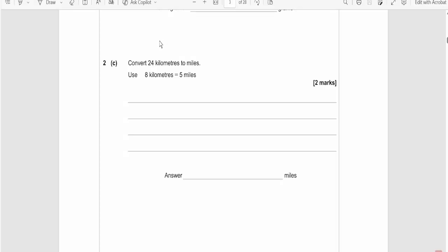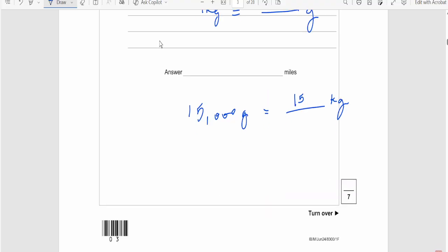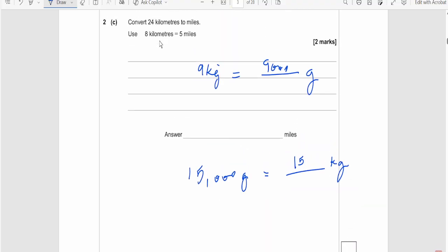Okay, so can you convert 9 kilogram into grams? 9,000. Very good. What if you have 15,000 grams, convert it into kilogram? Would it be 15? Very good. So see, because kilogram is bigger than gram, when you convert bigger to smaller, we multiply, BSM. When we do smaller to bigger, we divide.